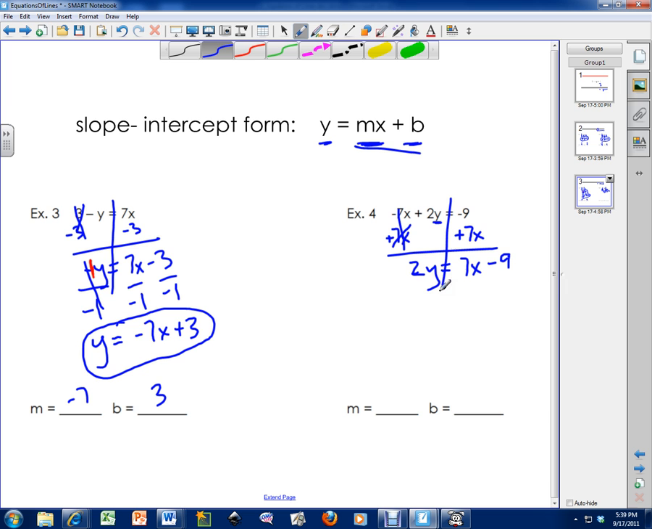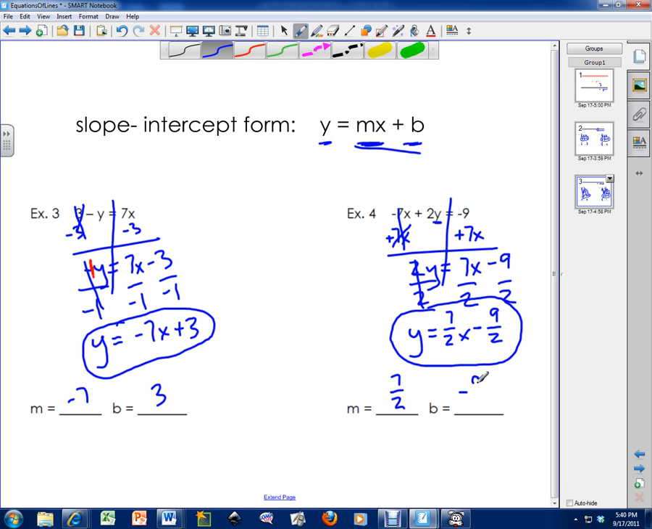One more thing to do here. I need to now get rid of this 2. This is 2 times y. The opposite of 2 times y is to divide by 2. That will cancel out that 2. I'm going to be left with y equals 7 over 2x, and a negative over positive will stay negative, 9 over 2. So my equation for this line is y equals 7 over 2x minus 9 over 2, where the slope is 7 over 2 and the y-intercept is negative 9 over 2.